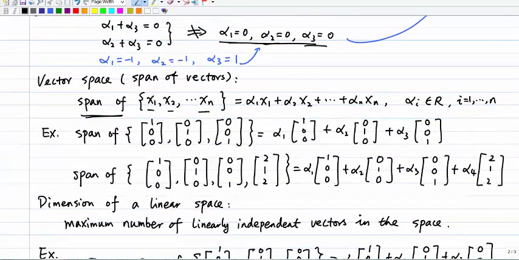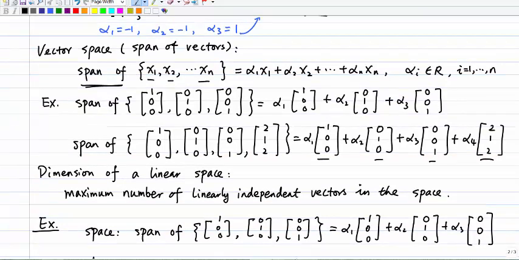So the span of 1 0 0, 0 1 0, 0 0 1 is just alpha 1 times 1 0 0 plus alpha 2 times 0 1 0 plus alpha 3 times 0 0 1. You can also have more than that. It's just alpha 1 through alpha 4 times each vector individually. You don't care if they're linearly independent or not. It doesn't matter. We don't need to verify that. Just do the linear combination of all the different vectors with different weights.